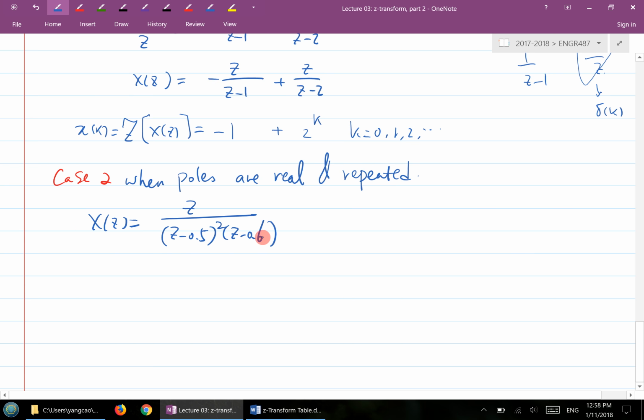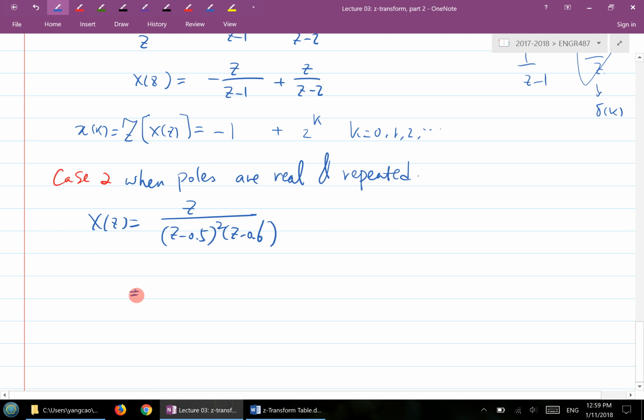Here is an expression for X of z. If you look at the denominator, apparently there is a root at z equal to 0.6, and there is also a root at z equal to 0.5. However, this is z minus 0.5 squared, so the same root is repeated twice. It's basically z minus 0.5 times z minus 0.5 and then times the next term here. So this term is repeated twice.